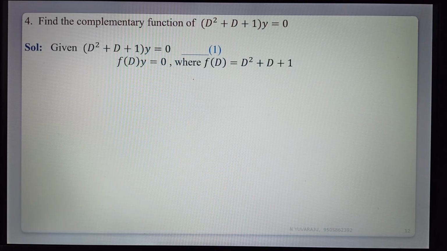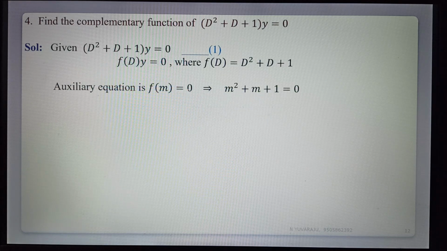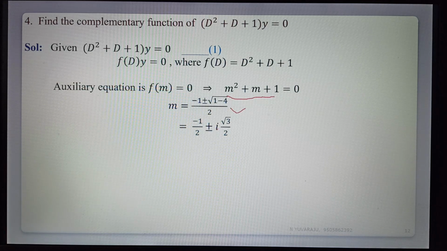The auxiliary equation is f(m) = 0, that is m^2 + m + 1 = 0. So find the roots here. There are no real roots. Using the formula, the roots are (-b ± √(b^2 - 4ac)) / 2a. Their roots are (-1 ± √(1 - 4)) / 2, that is equal to -1/2 ± i√3/2. These are complex roots only.